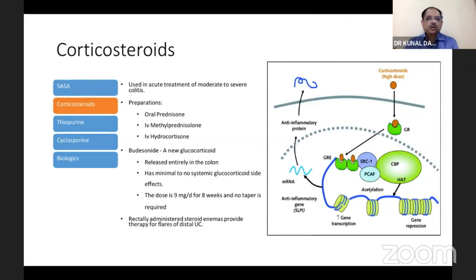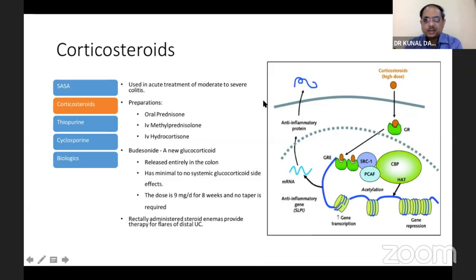Next in line are the corticosteroids. These are one of the mainstays in initiating remission. They are used in the acute treatment of moderate to severe colitis. They include both IV and oral preparations. Budesonide is a newer glucocorticoid which is released entirely in the colon and has minimal to no systemic glucocorticoid side effects. The dose is 9 mg per day for 8 weeks, and no tapering is required. Also, in the acute phase, rectally administered steroid enemas may provide very good symptomatic relief.